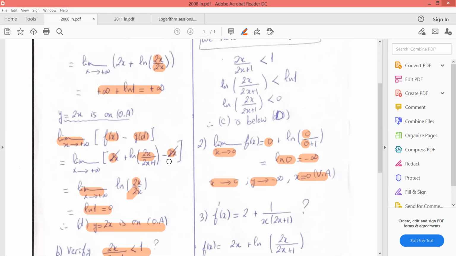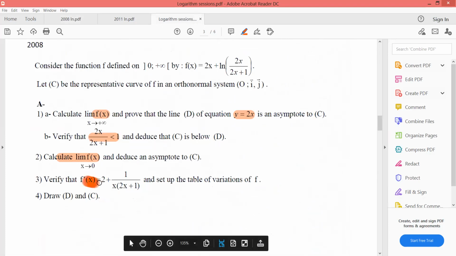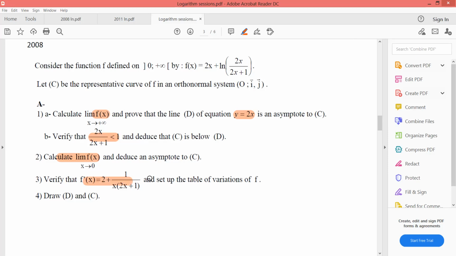Yes. Okay. Now the last part: verify that f prime x equals this. How to calculate f prime x? U prime V minus V prime U over V squared. I have f(x) equals x plus ln of 2x over 2x plus 1.